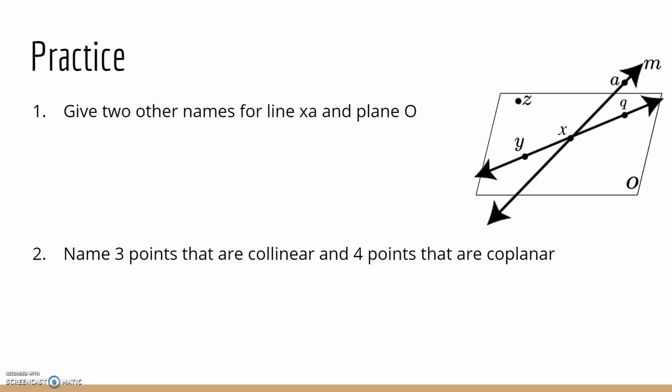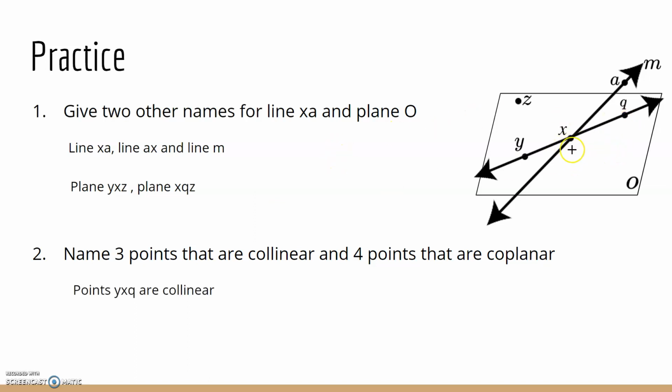Okay, now that you're back, give 2 other names for line XA. Line XA is right here. 2 other names will be line AX, since we can reverse it because it goes on forever in both directions. Then line M, which is given to us. As I said earlier, only if it's given to us can we say line M. Now for plane O, we can say plane YXZ, as there are 2 points on the line and 1 point not on the line. Next we can say XQZ, 2 points on the line, 1 point not on the line.